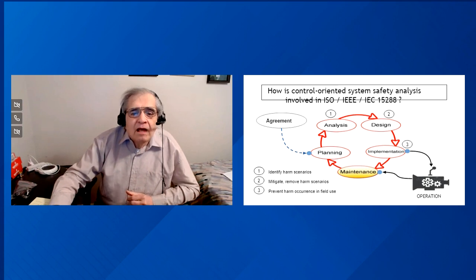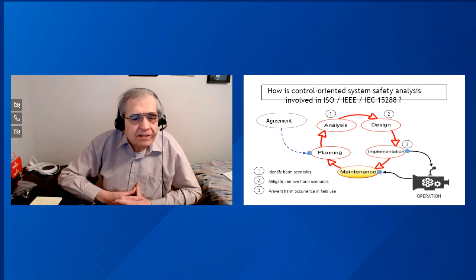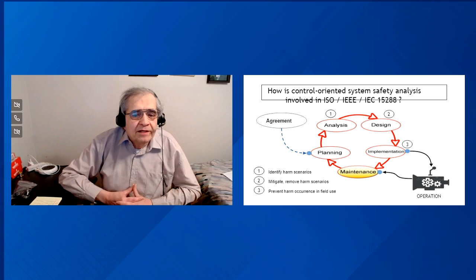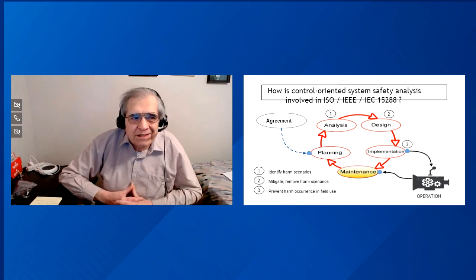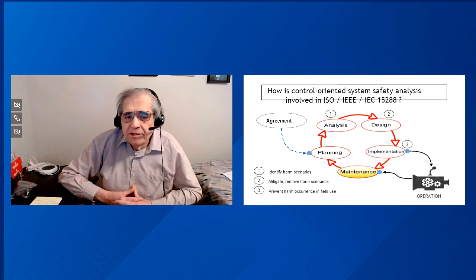How does the control-oriented system safety analysis play into this? Particularly in the analysis, design, and implementation stages. As you can see from this description, what we do in analysis is begin to identify the harm scenarios, where potential hazards could crop up in the system. And when we get into designing the components themselves, we find ways to mitigate or remove those particular harm scenarios that may occur in the system down the line.